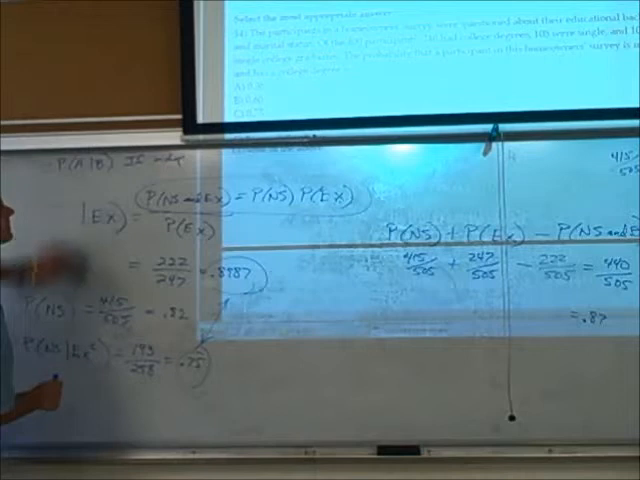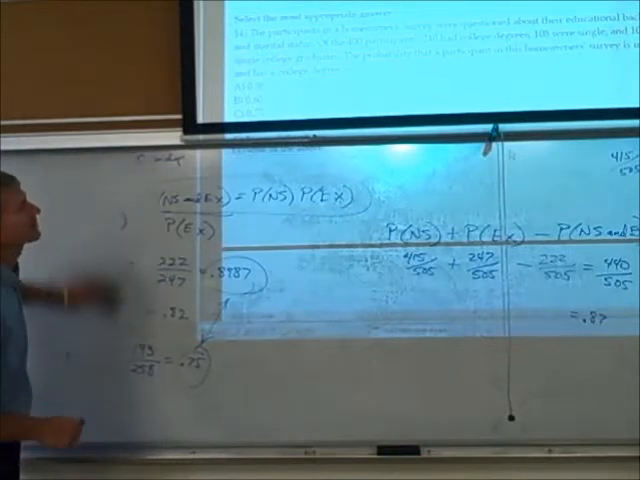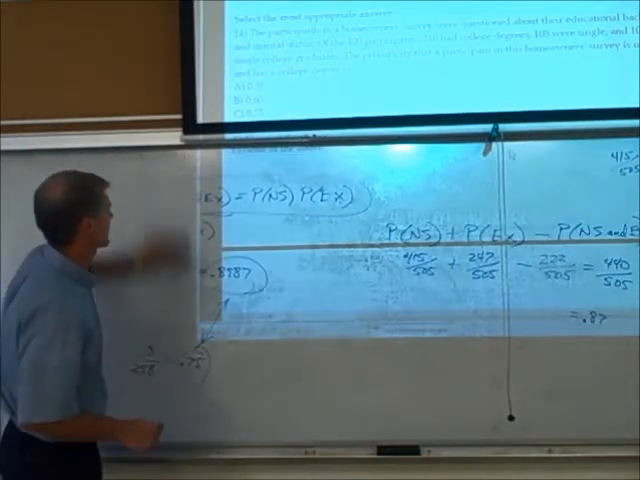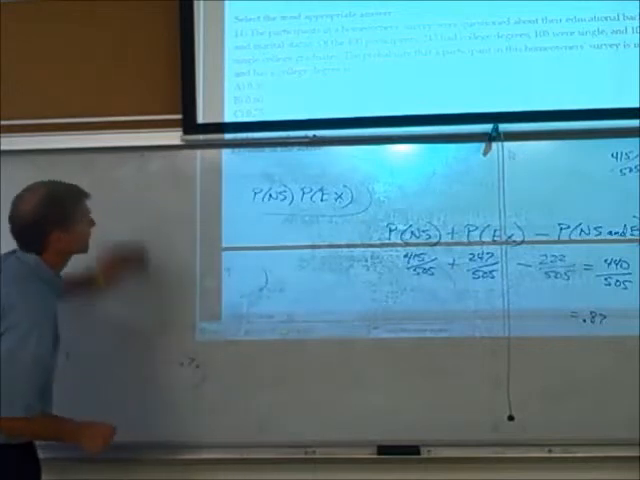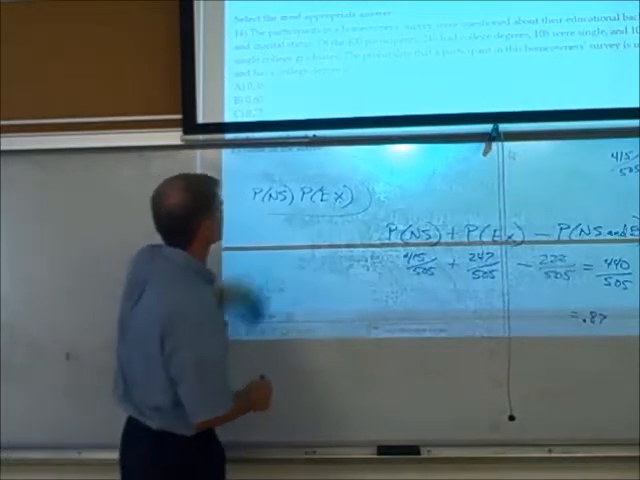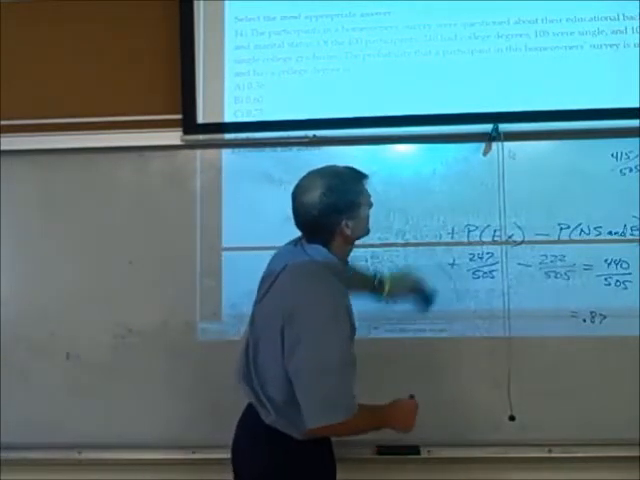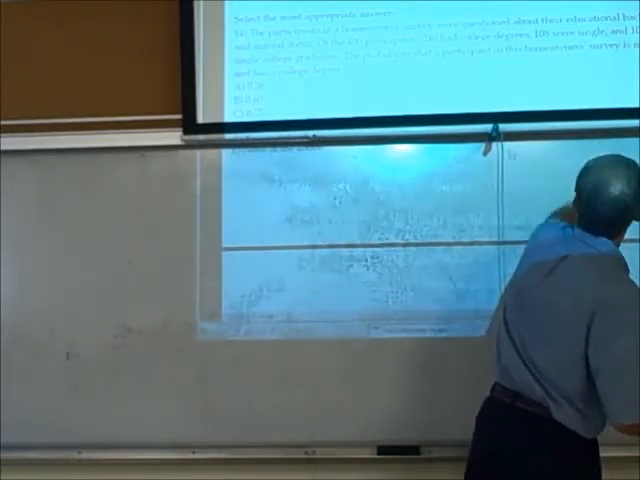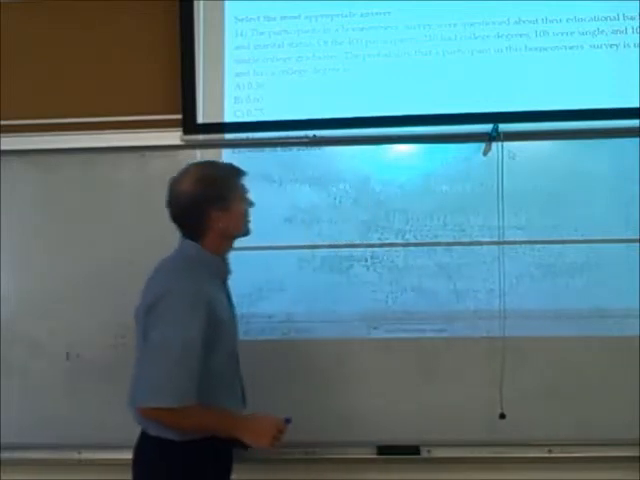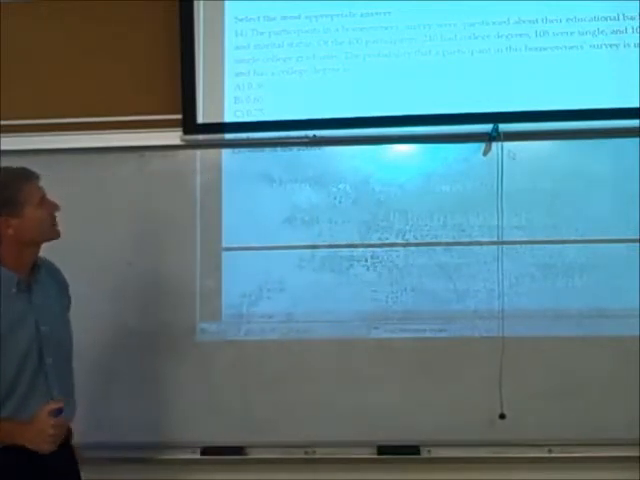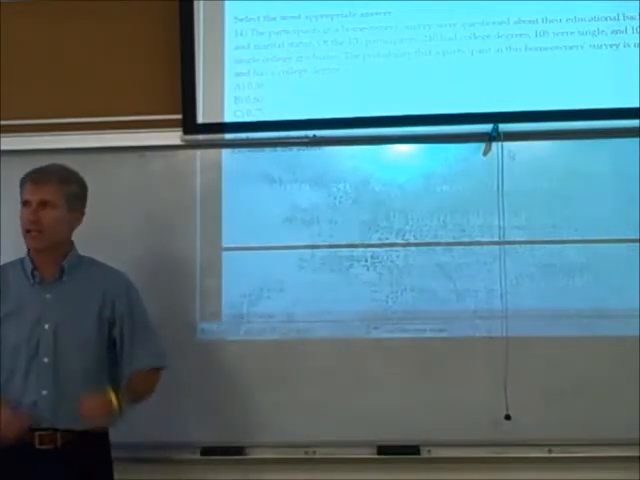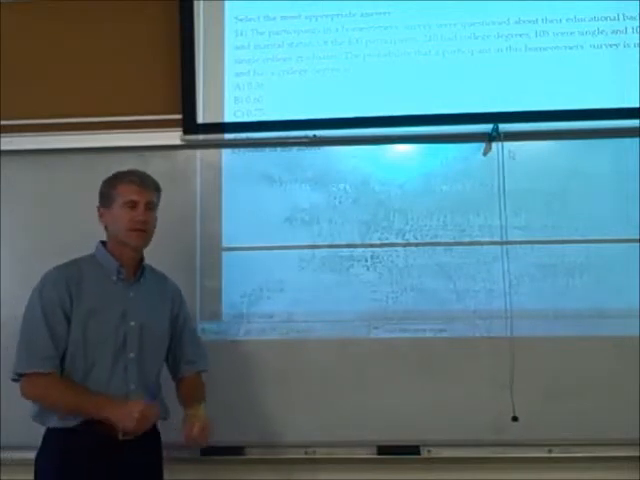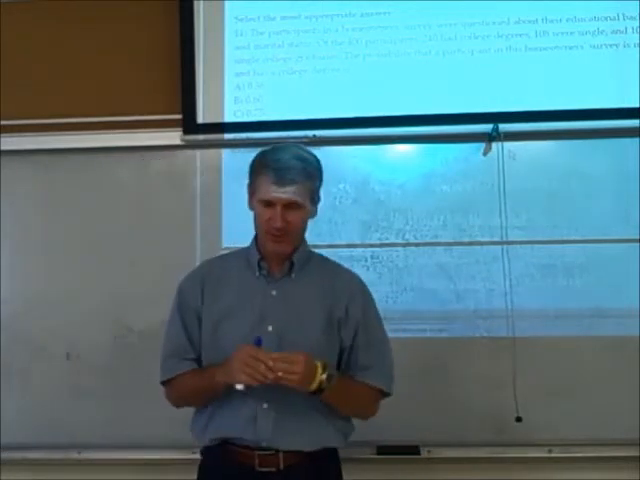The participants in a homeowner survey were questioned about their educational background and marital status. Of the 400 participants, 240 had college degrees, 108 were single, and 100 were single college graduates. The probability that a participant in this homeowner survey is married and has a college degree is.